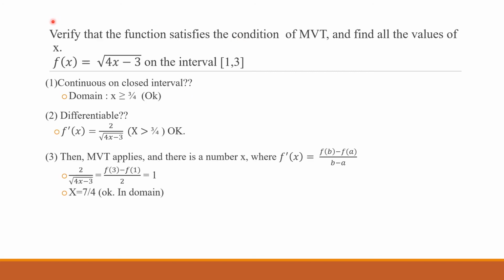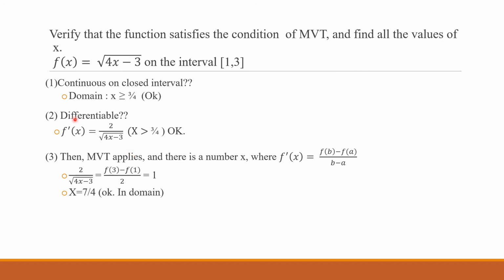Another example, verify that the function satisfies the conditions of the mean value theorem. Find all the values of x. Well, this is the function. I know there's a restriction in the domain, so there are points where it will not be continuous, and here's the interval. So my first check, continuous, checking the domain. Well, what's under the square root has to be greater than or equal to 0. So x has to be greater than or equal to 3 over 4. I check my domain. So yes, I am continuous on this domain.